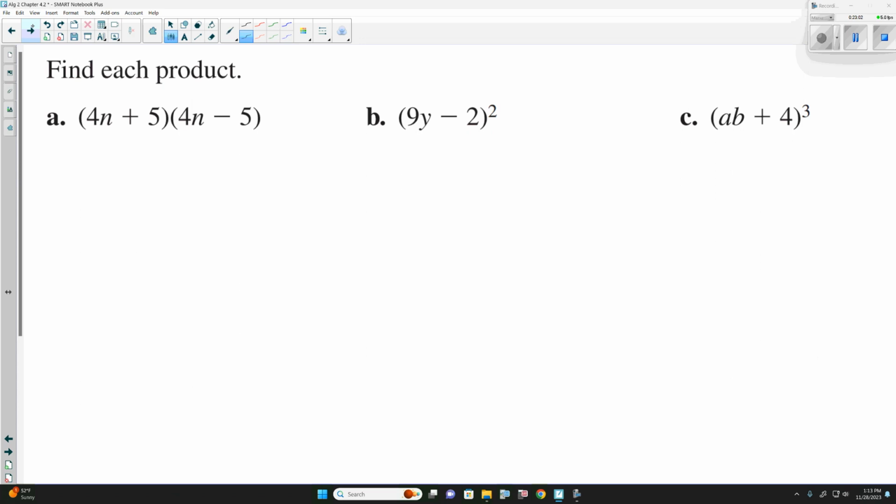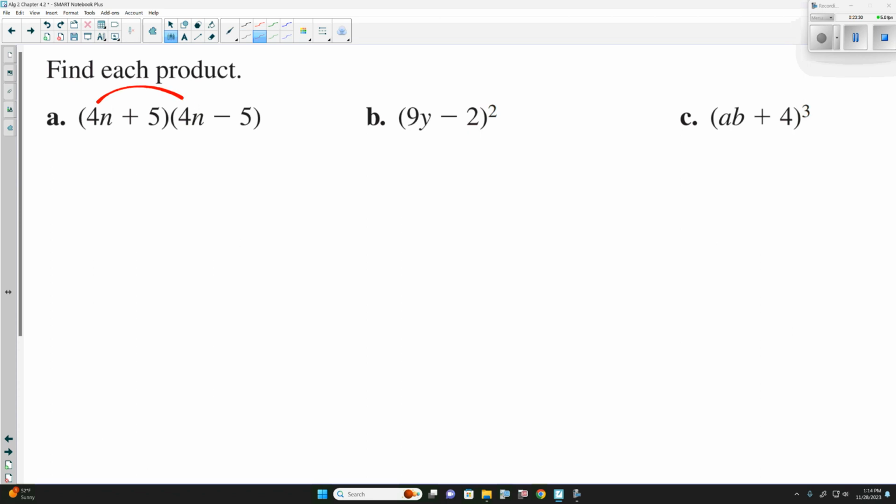kind of shortcuts. Now looking at this first one here, 4n plus 5 times 4n minus 5. So this is our sum and difference. Difference of perfect squares. So what it's saying is that we could square the first term, which is 4n. 4 squared is 16. N squared minus 25. It's kind of a shortcut way to do this. Now if we don't see that, that's fine.